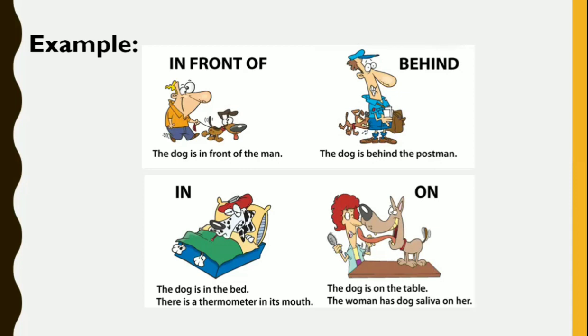In the third and fourth examples, the dog is in the bed and the dog is on the table. In preposition, in is used to show the resting position of anyone, whereas on is used to show the position or location of anything or anyone.